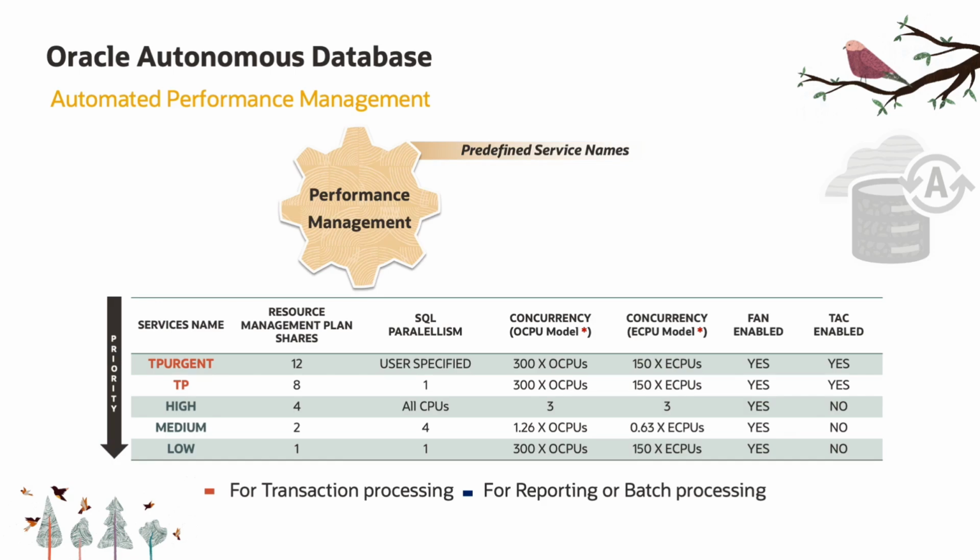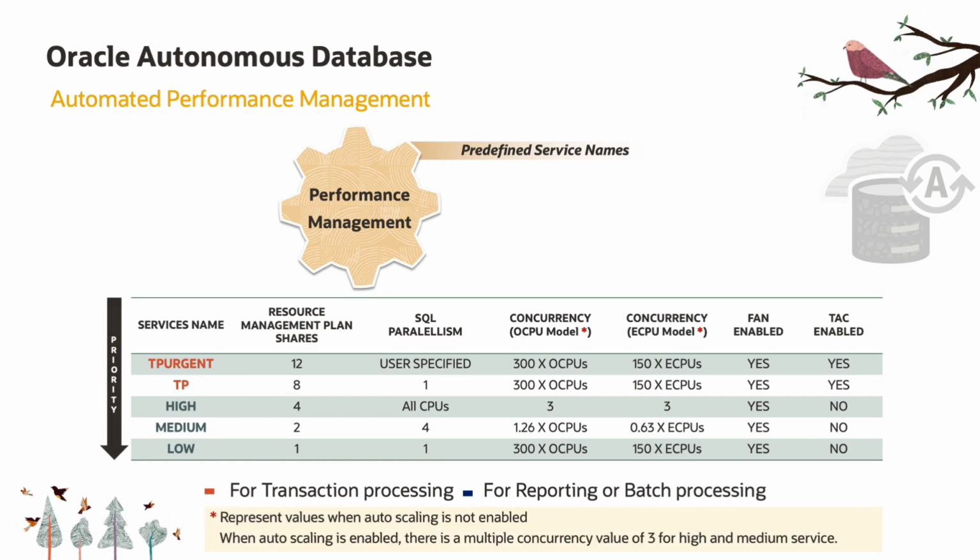The plan shares column depicts how much share one consumer group has over the other. For example, high consumer group can use up to 2 times more resources than medium consumer group and 4 times more resources than low consumer group. The red asterisk indicates the concurrency value depending upon the compute configuration you chose during provisioning with autoscale disabled. That is, if you have chosen OCPU based model or eCPU based model. When you enable autoscale with either OCPU based or eCPU based model, then multiply the number by 3 for the consumer group high and medium.